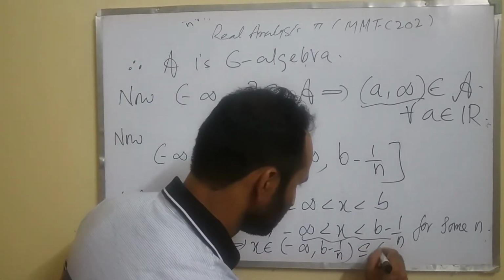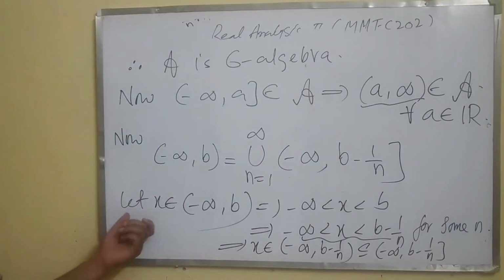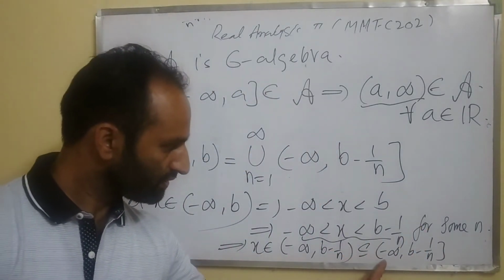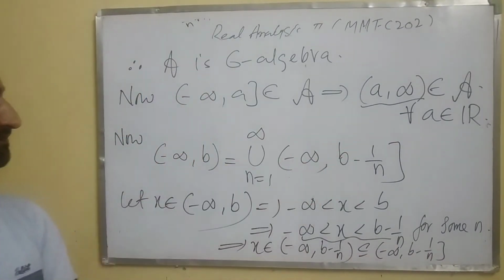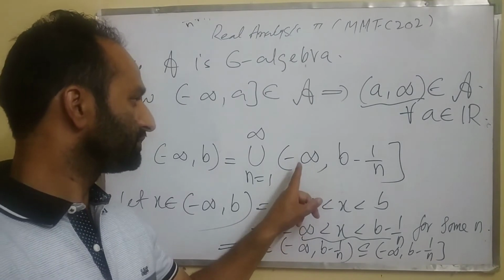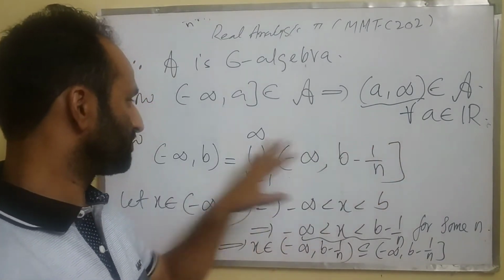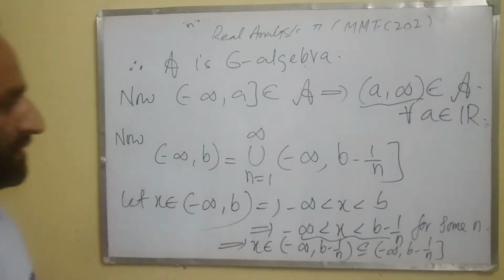which is a subset of the closed interval minus infinity to b minus 1 by n. So whenever x belongs to this interval, it belongs to minus infinity to b minus 1 by n closed for some n. So that means x belongs to the union. So this one is a subset of the union, and the converse is trivial, because each minus infinity to b minus 1 by n closed is a subset of minus infinity to b. So therefore the union is also a subset of minus infinity to b, which means equality. They are equal. So these sets are actually equal.